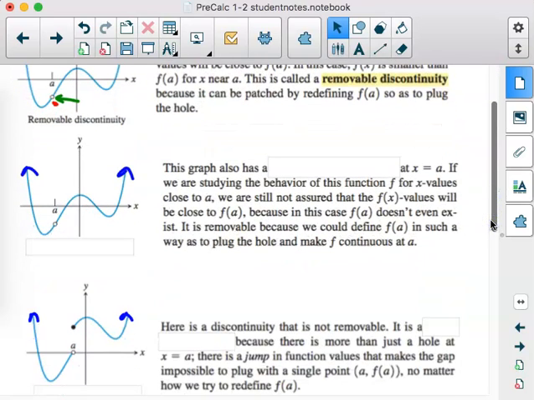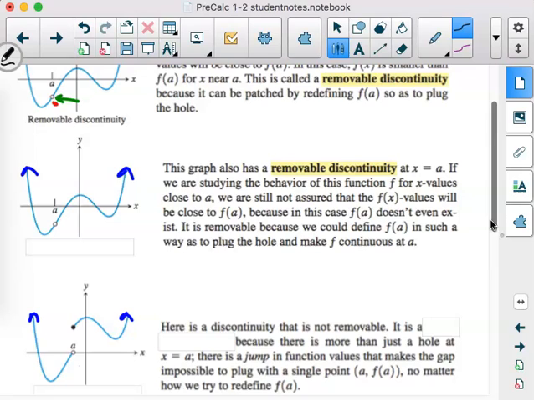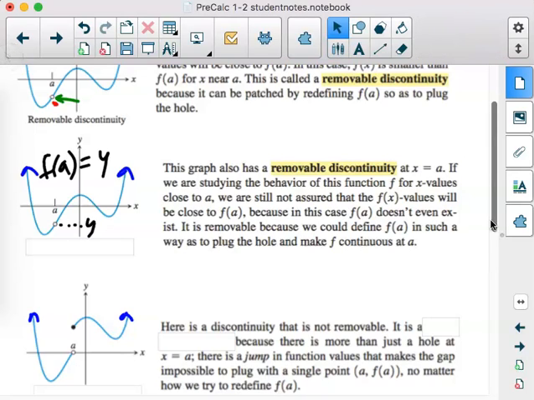The next one, look at that. It has a hole, and I don't see f of a anywhere. It's like it disappeared. Uh-oh. This graph still has a removable discontinuity at x equals a, because we could define this. We could tell people at f of a, let it equal whatever y value we have right there. We could do that, and then it would be filled. So this is also a removable discontinuity at x equals a.